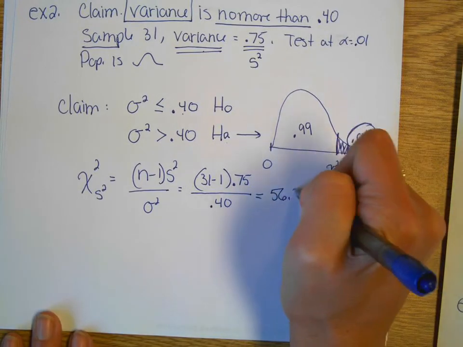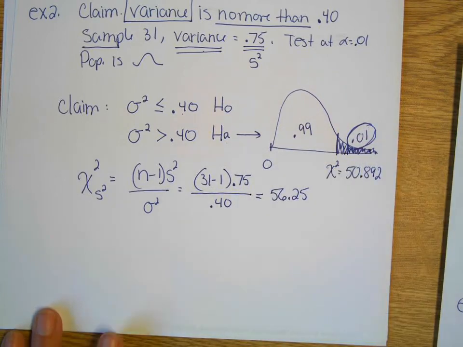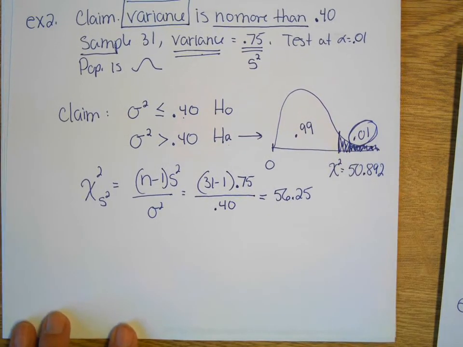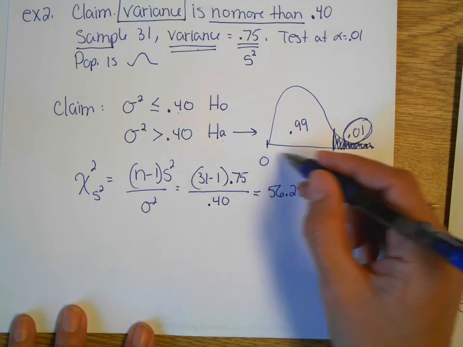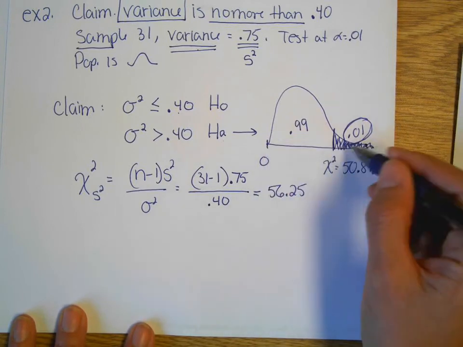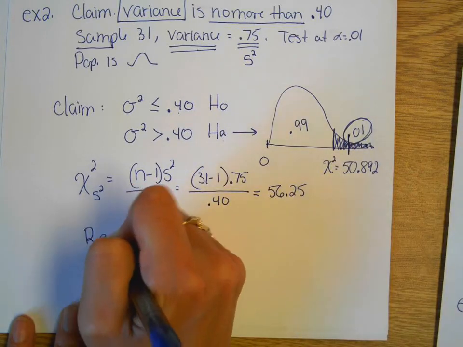56.25. Betsy. Another voice heard from over there. Yeah, I know, usually you only hear from me. Reject the H0. Yes, 56.25 is beyond 50.892. Reject the H0.